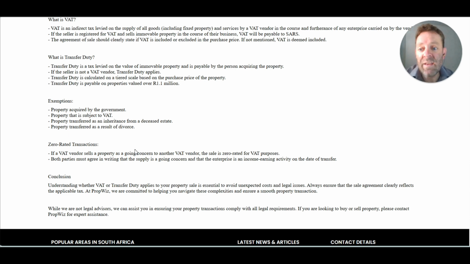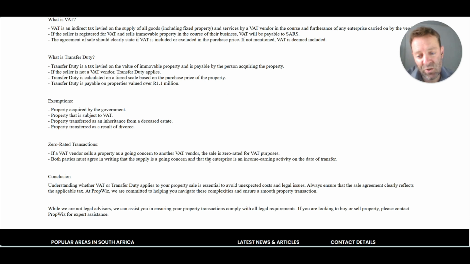What is this? If a VAT vendor sells a property as a going concern to another VAT vendor, the sale is zero-rated for VAT purposes. Both parties must agree in writing that the supply is a going concern and that the enterprise is an income-earning activity as of the date of transfer.